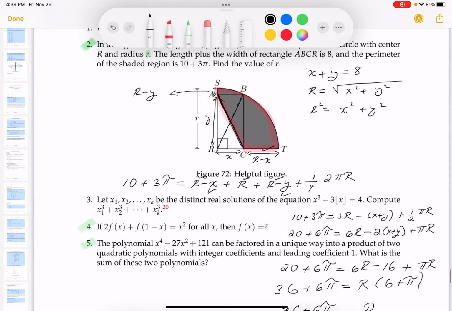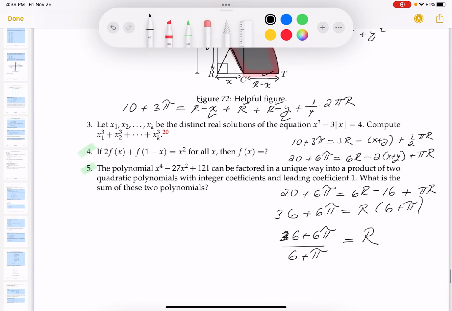So, let me make sure I've answered the question now. What was the question? The question is, find the value of r. I'm pretty sure I found the value of r. I'm looking at this thing. It looks like the top and the bottom might, I'm able to simplify it a little bit further, right?